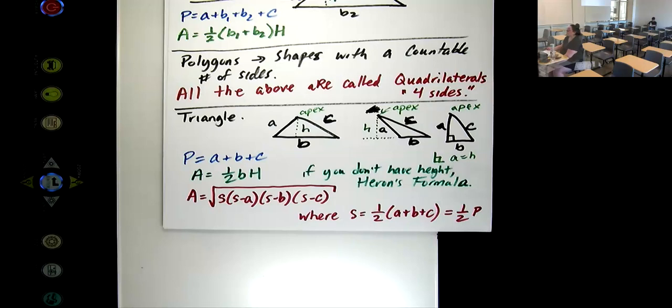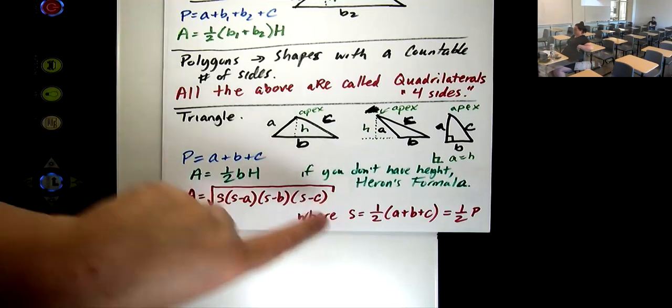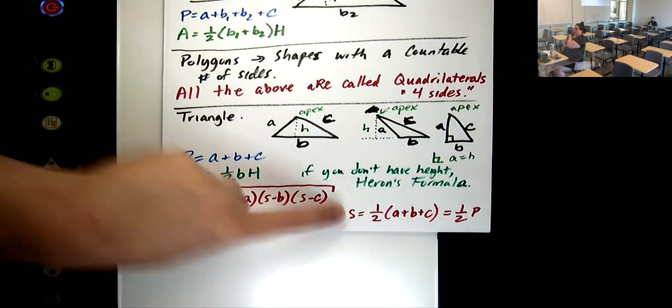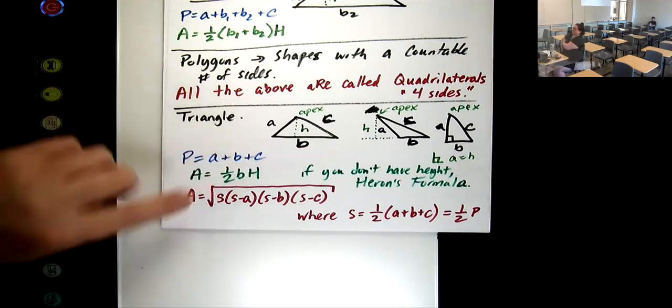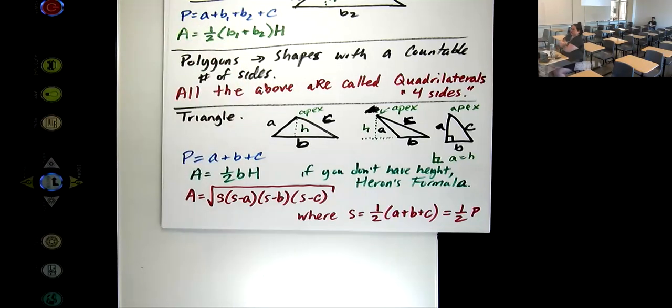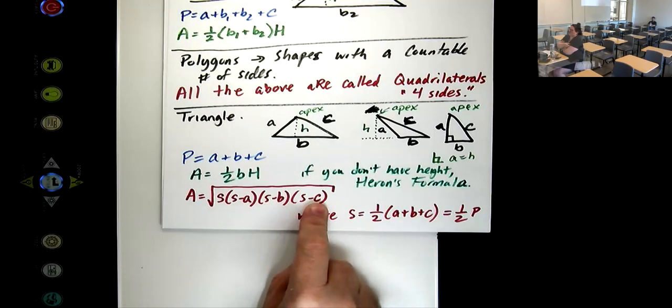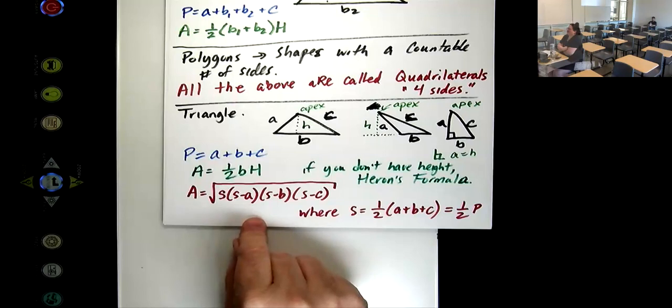Now, this looks super complicated, right? Finding S is super easy. You add up the sides and you divide by 2. And then you take that value, and you subtract each side from it one at a time to find the other 3 things. You multiply them all together and take the square root. Mathematically, it's super easy. Remembering the formula is a pain.